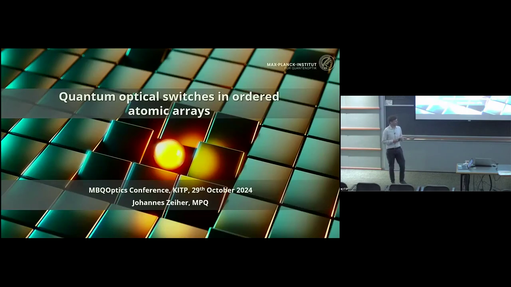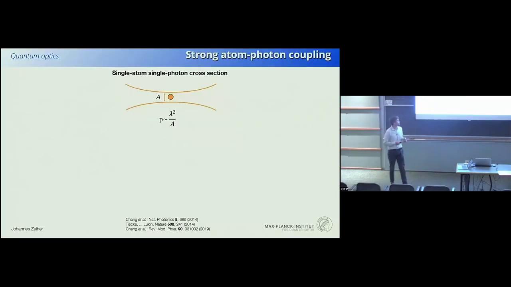So let me start by motivating our work on ordered atomic arrays. Basically, the idea is coming from this fundamental problem of interfacing light and matter. If you think about a single atom that you try to interface with a light beam in free space, the probability for that atom to interact with a light beam is limited, because the cross-section of the atom, which is proportional to lambda squared, divided by the area down to which you can focus a light beam in free space, is always smaller than 1, significantly smaller than 1. So you actually have to do something in order to improve and enlarge this interaction probability.